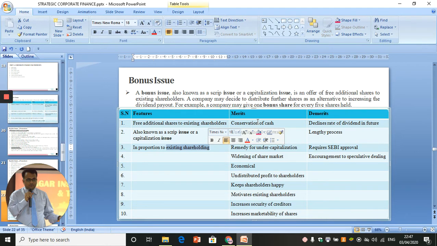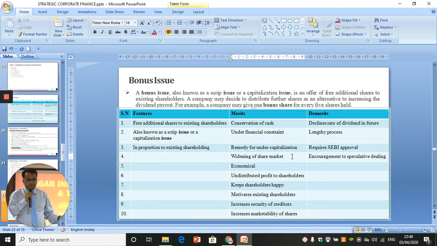Merits: it results in the conservation of cash under financial constraints, when companies are lacking in cash, they can go for bonus shares. A remedy for undercapitalization: if there is undercapitalization, you can just go for bonus shares and increase your capitalization. Widening of the share market: when you want to increase your shares in the market, you can just go for issuance of bonus shares. Economical, because you are not going for any expert and all; you're just distributing to existing shareholders, and you're saving yourself from a lot of hassles before going to the market for new shares.